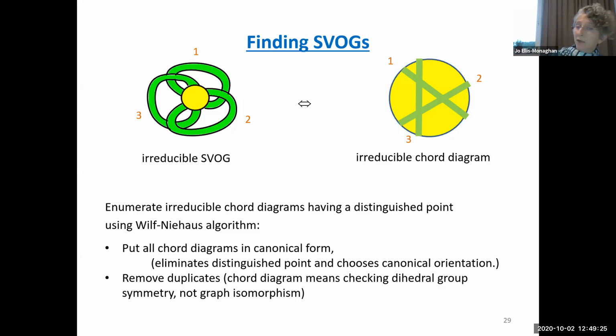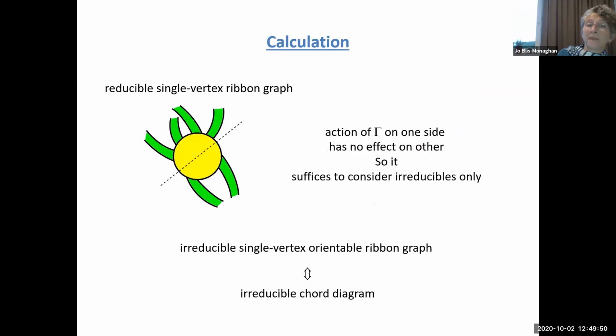So you enumerate irreducible chord diagrams. Those all correspond to your irreducible single vertex graphs. And do the partial duality operations and check for isomorphism just by checking the dihedral group symmetries. So, yeah, there it goes.